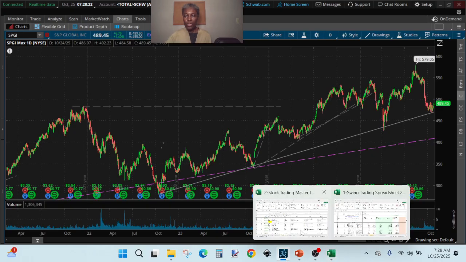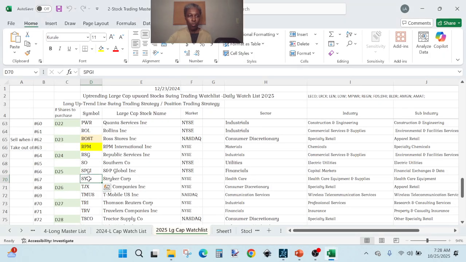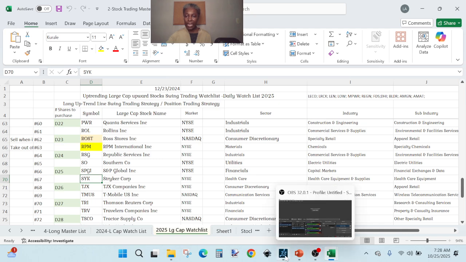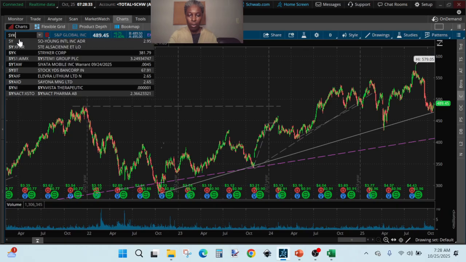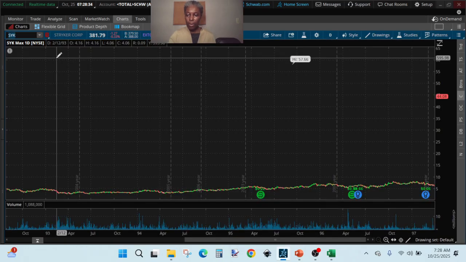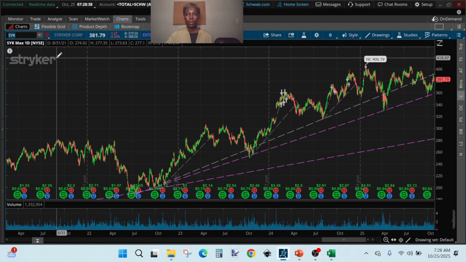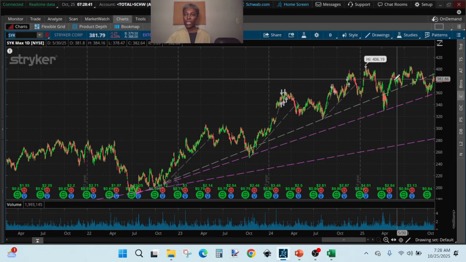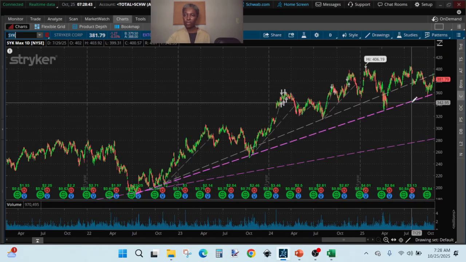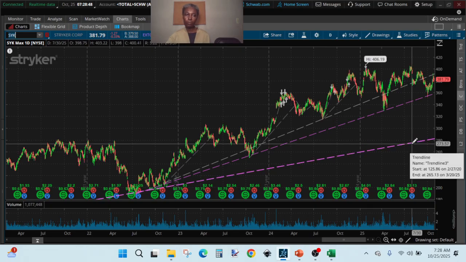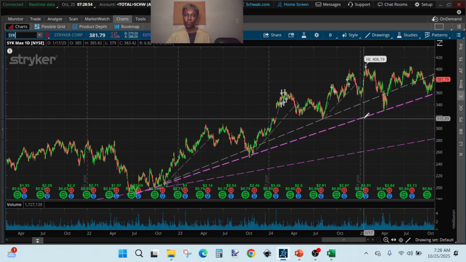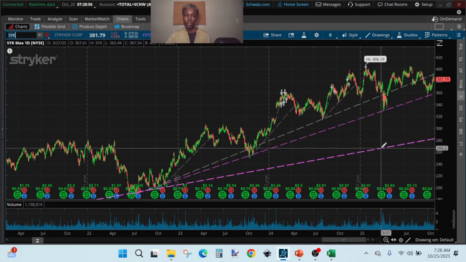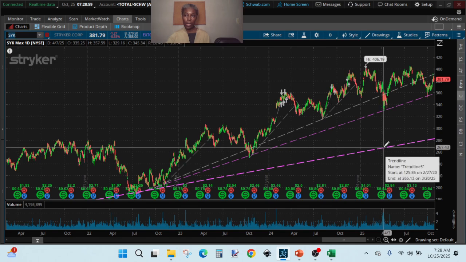So the next one is going to be SYK. And I believe SYK was one of those stocks that I purchased in 2024 and was negative for a while before I sold it. So by looking at SYK, we have two lines that we decided to be support lines for us. But again, we don't know if this one is going to be a valid line or this one. At this point, this is what we are going to keep as a valid line.